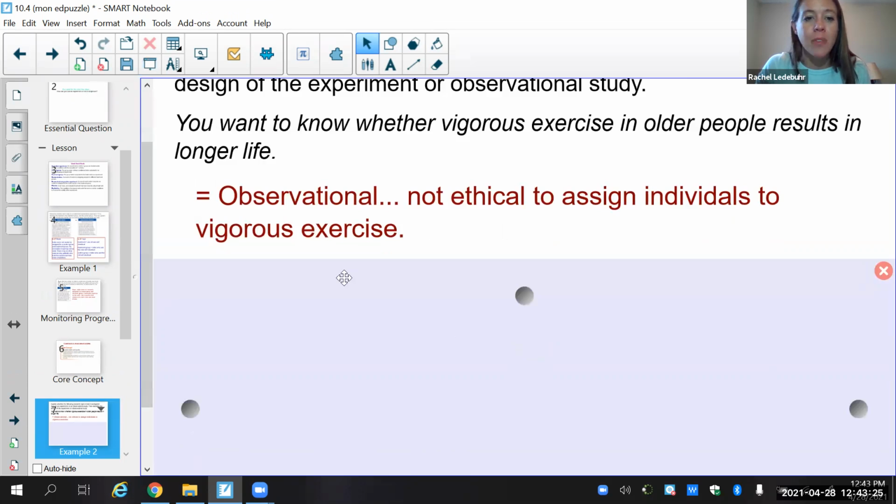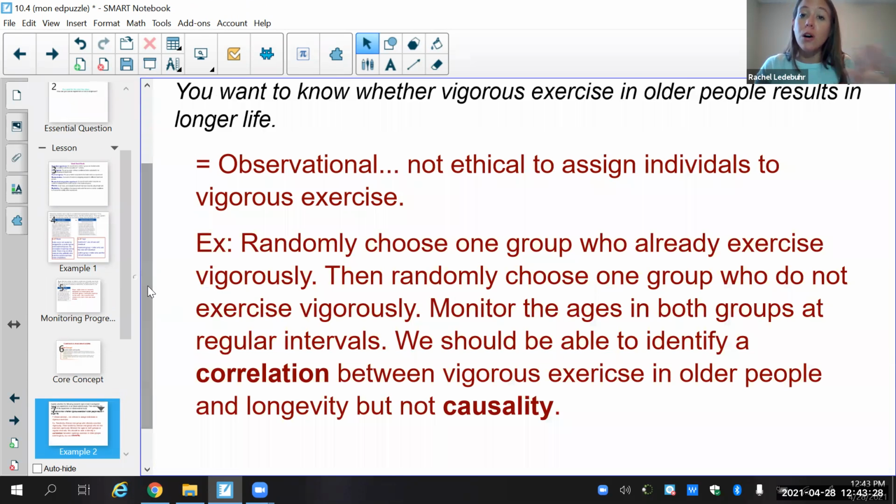A good design would be to randomly choose one group who already exercises vigorously, and then randomly choose one group of participants who do not exercise vigorously. Then you monitor the ages in both groups at regular intervals. We should be able to identify a correlation between vigorous exercise in older people and longevity, but we won't be able to say one causes the other. We cannot say that people who exercise vigorously live longer.